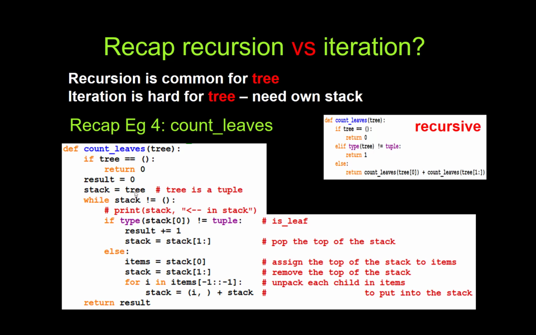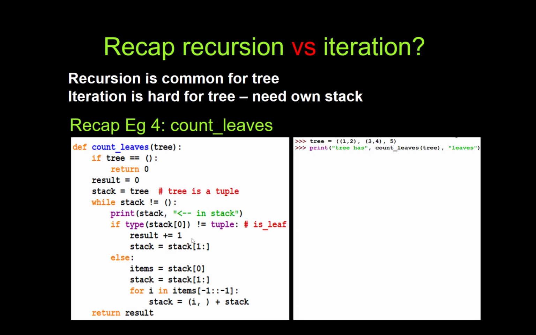Now if you look at the iterative solutions, we have to deal with our own stack. Initially our stack is the tree. Tree is a tuple. We work until the stack is empty. We look at the top of the stack. If the top of the stack is a leaf, we just add 1 to the answer and remove the top of the stack. Otherwise, you look at the items on the top of the stack, and stack is now the rest of the items. For each of the child inside the items, push them onto the stack, and then you repeat this routine. You can try it out to see how it works.